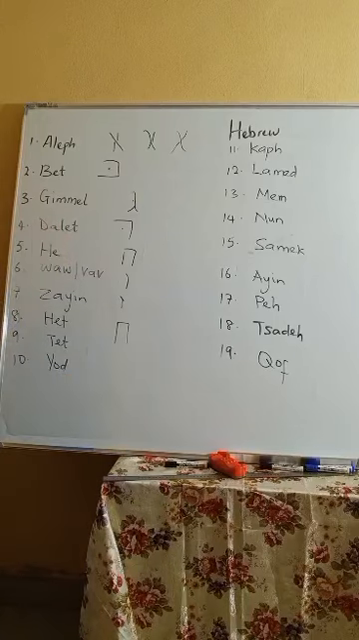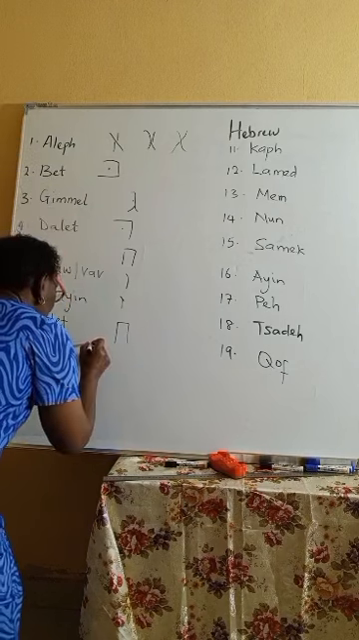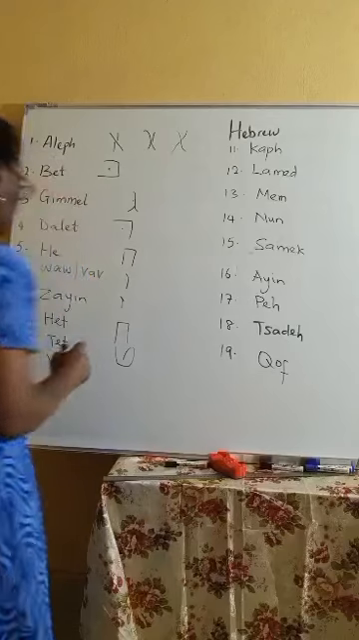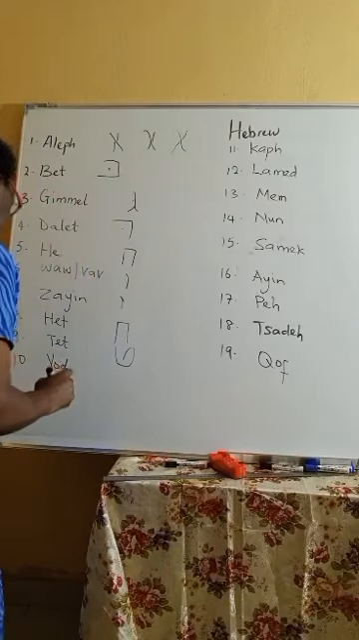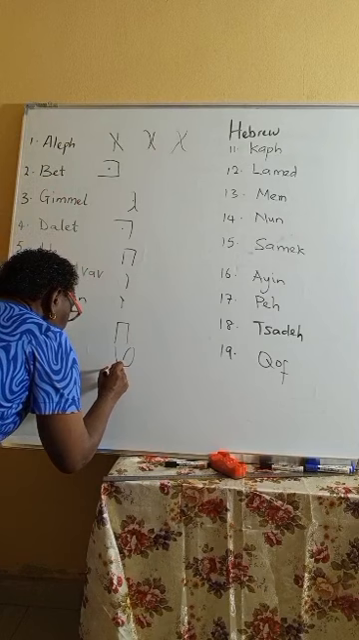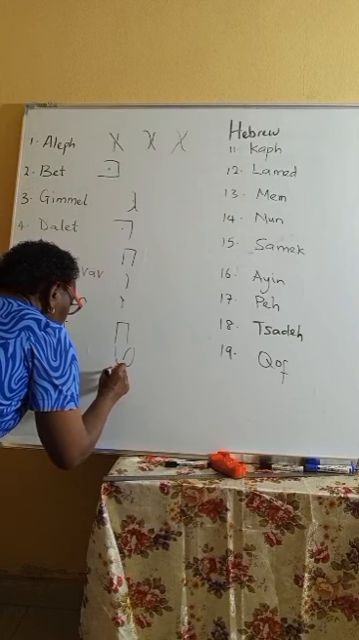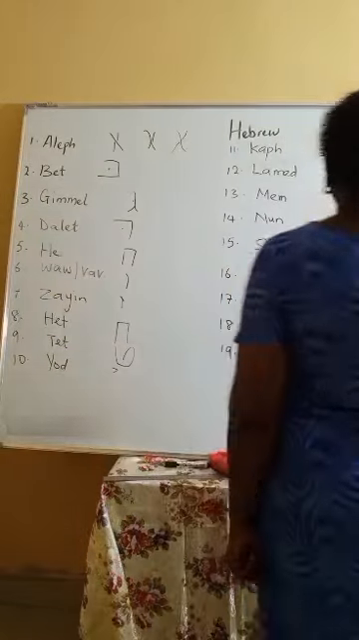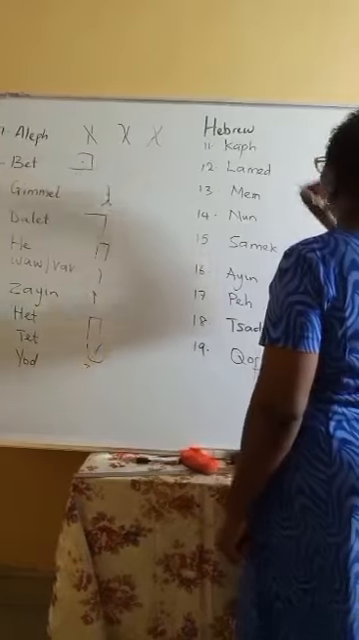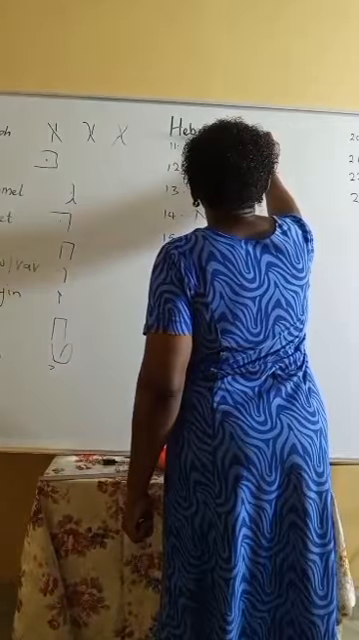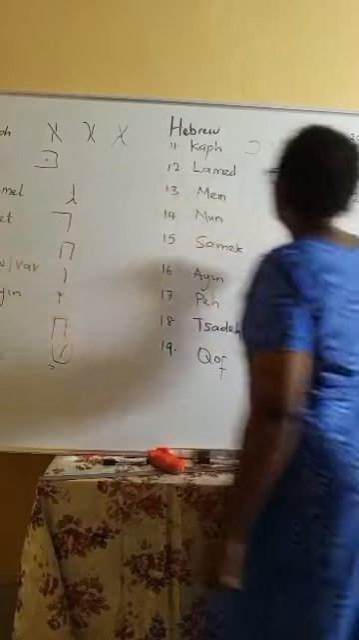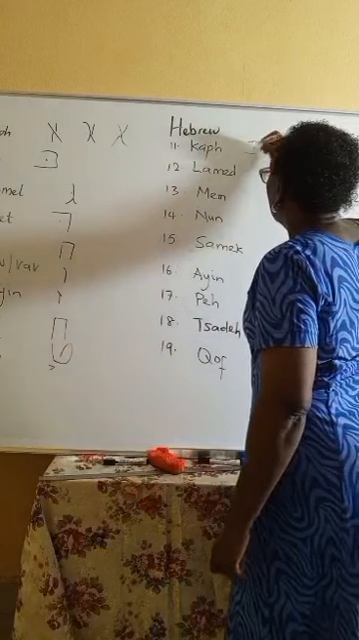Then we have Tet. You can write Tet this way. And then our Yod. Yod is a little top like that. Then you talk of Kaf. Kaf will be like C, but you turn it the other side. So Kaf will be like this.